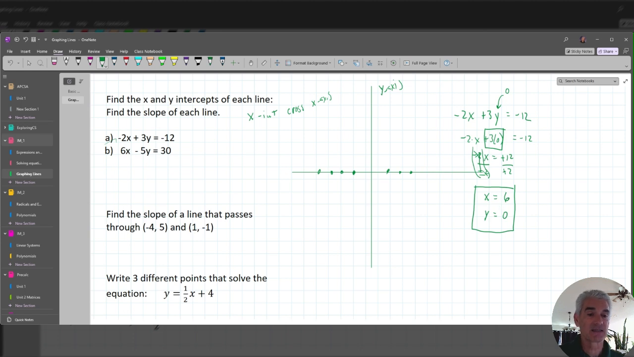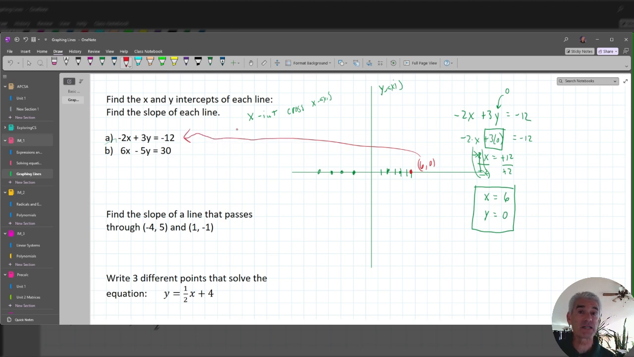When x is 6, y is 0. I can graph that. 1, 2, 3, 4, 5, 6. There we go, 6. So one point on this graph is going to be 6 comma 0. That is one solution to this equation.